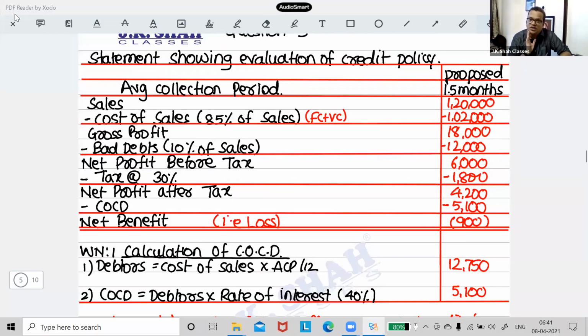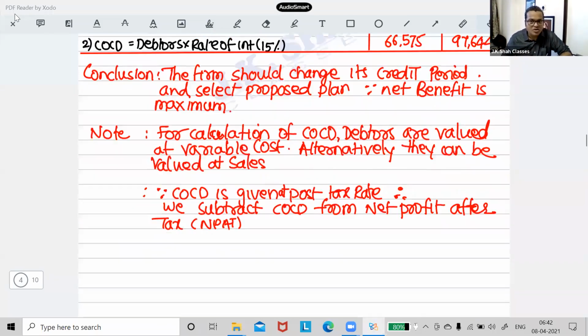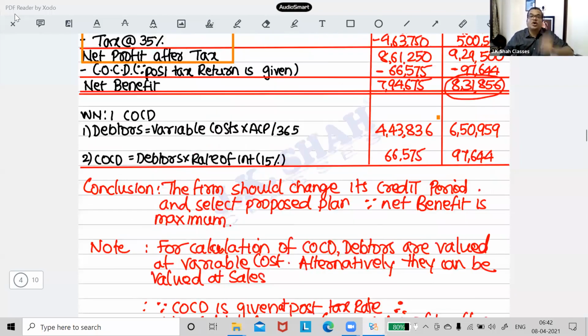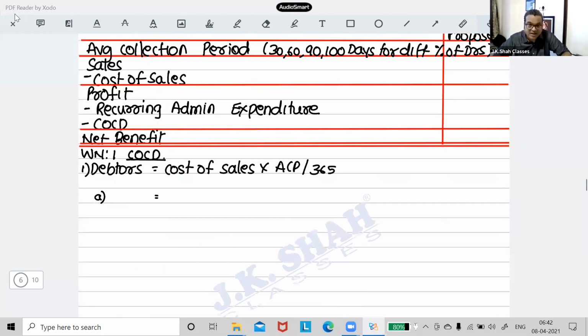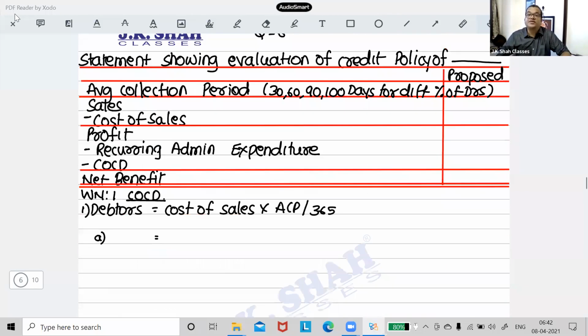So you know, the same pattern I'm maintaining. But you also know that now I can write one common period, 30 days, 60 days, 90 days, 100 days, for different percentages of debtors. Please see this. It makes it clear. Okay, did we read the whole question, guys?